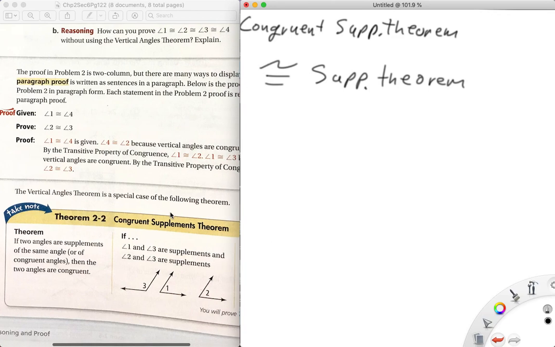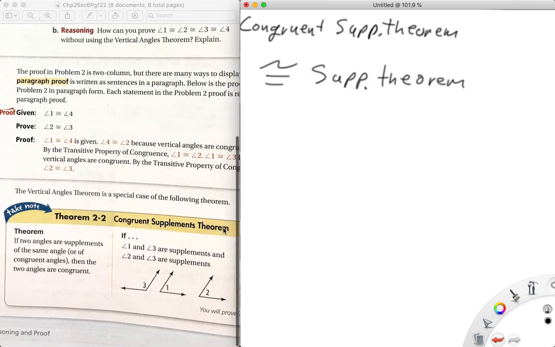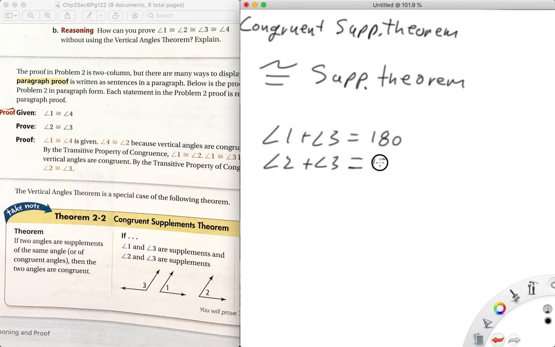Alright, what does that mean? Here we have three angles, angle 3, angle 1, and angle 2. It tells me that angle 1 and angle 3 are supplements, meaning that angle 1 plus angle 3 equals 180 degrees. I'm also told that angle 2 and angle 3 are also supplements, meaning angle 2 plus angle 3 equals 180.